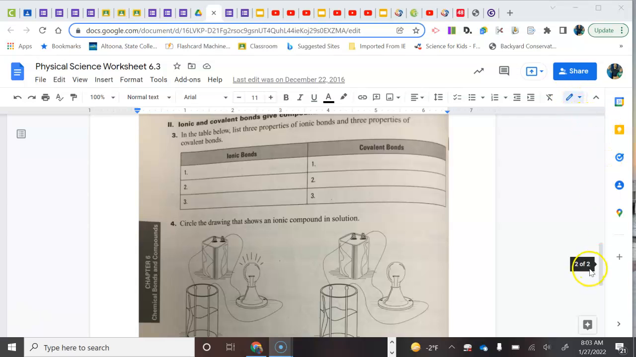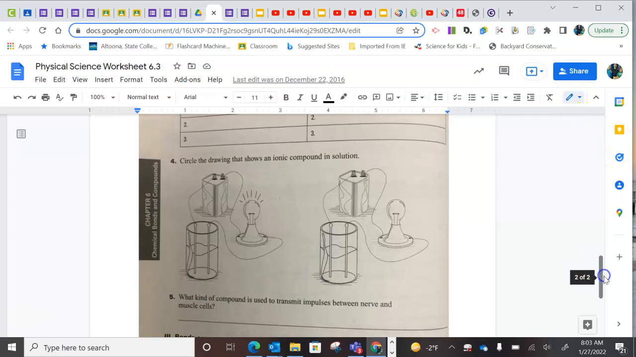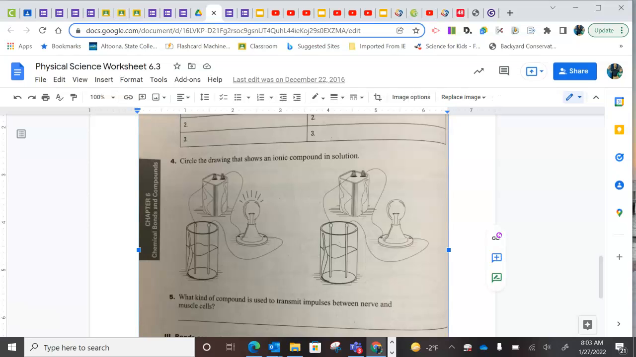Circle the drawing that shows what must be an ionic solution. Well, if it's an ionic solution, it's got to be this one, because it's lighting up. The ions are positives and negatives. Well, guess what? That transmits the electricity through the liquid.